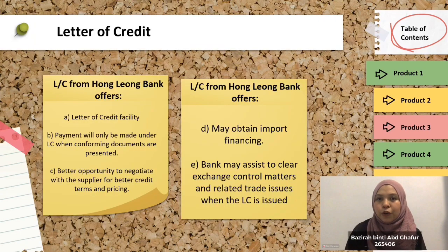Next, letter of credit from Hong Leong offers, first, letter of credit facility. Second, payment will only be made under LC when conforming documents are presented. Third, better opportunity to negotiate with the supplier for better credit terms and pricing. Fourth, may obtain import financing. Fifth, bank may assist to clear exchange control matters and related trade issues when the LC is issued.